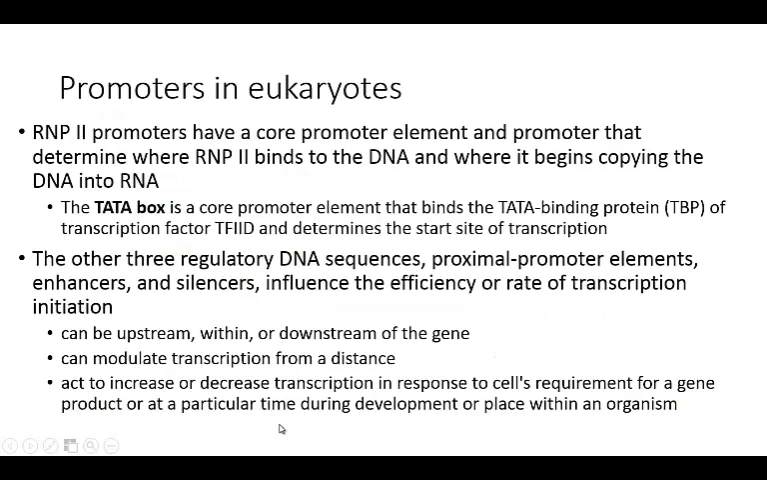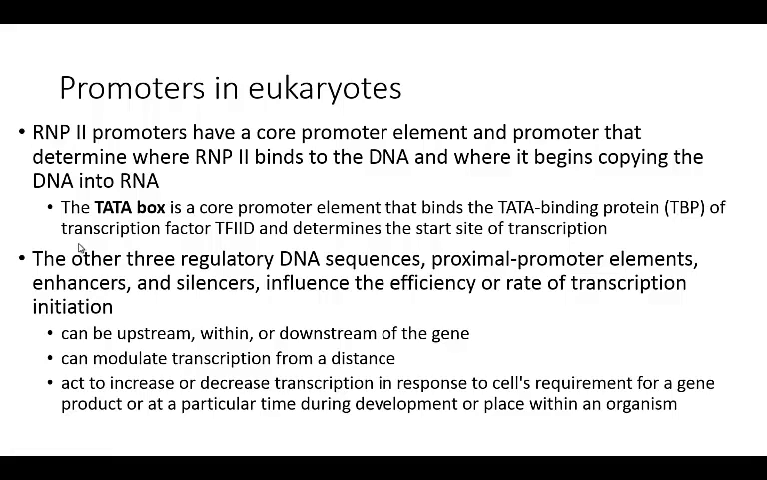The RNA polymerase II promoters have a core promoter element, and the promoter is going to determine where that RNA polymerase will bind to the DNA and where it physically begins copying that DNA into RNA. It is also going to have similar elements within the sequence of the DNA, such as the TATA box. The TATA box is going to bind proteins, specifically a TATA binding protein, or TBP, of a transcription factor, TFIID. And this will determine the start site of transcription.